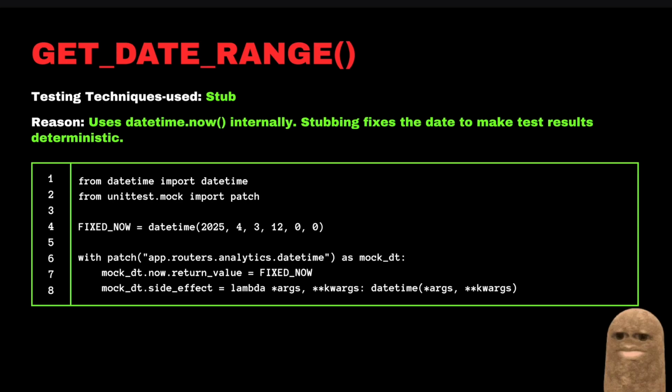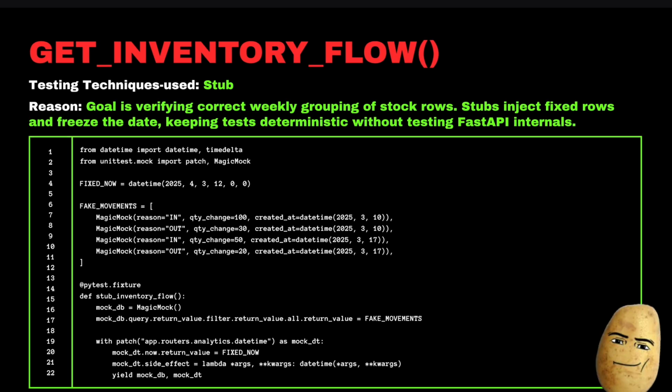We decided to use a stub because, as you can see, the function uses datetime.now internally. So stubbing fixes the date to make the result deterministic. Next, get inventory flow. We decided to use a stub because the goal is to verify correct weekly grouping of stock rows. So stubbing injects fixed rows and freezes the date, keeping the test deterministic without testing FastAPI internals.